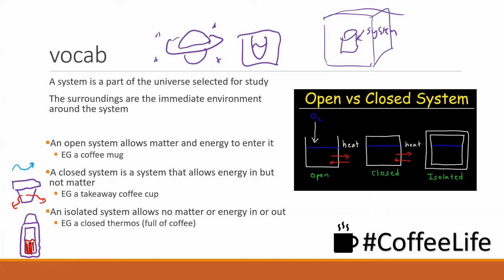But heat can't get out. If you grab a thermos, it'll feel cold to the touch. That's because heat can't get out. And obviously, air and coffee can't get out either because it's sealed. So it's not just a closed system; it's like a super closed system, which is why we call this an isolated system.